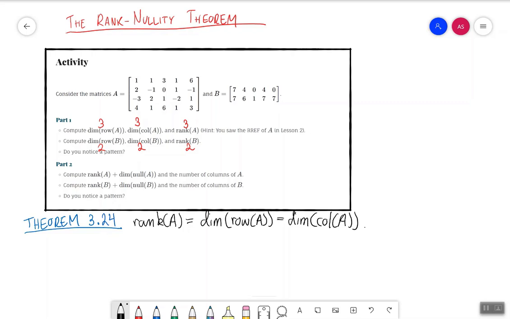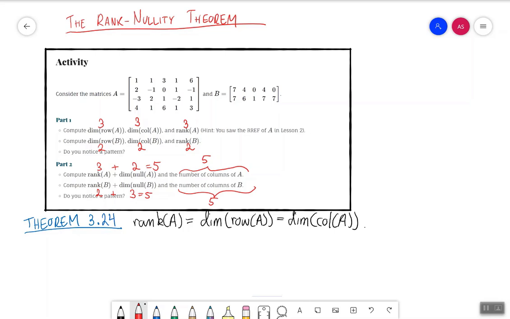Now let's go to part 2 of the activity. You'll have seen that, well, we already know that the rank of A is 3, and then you will have found that the dimension of the null space of A in this case was 2, and so that sum is equal to 5, which is also the number of columns of A. Similarly, the rank of B is 2, and the dimension of the null space of B is 3. When we add those together, we get 5, which is again the number of columns of B.